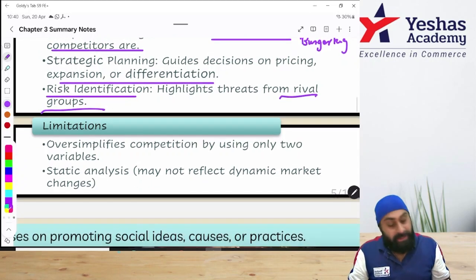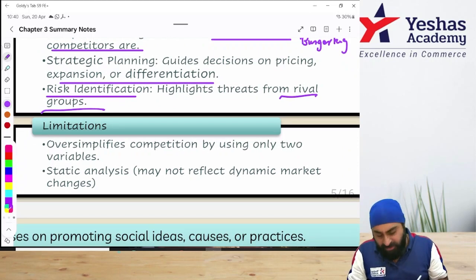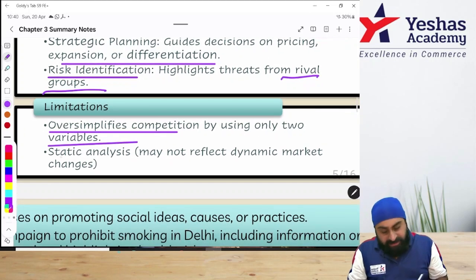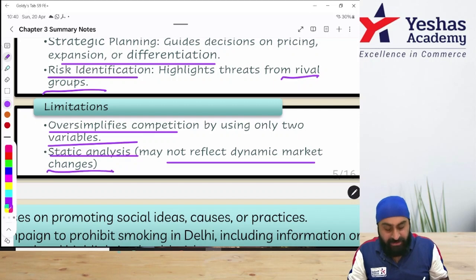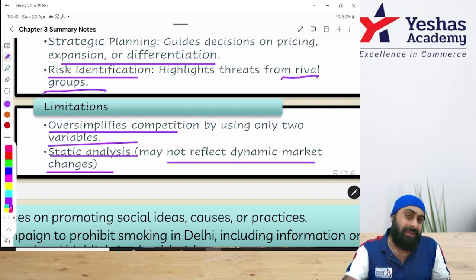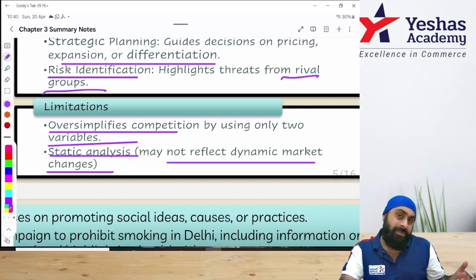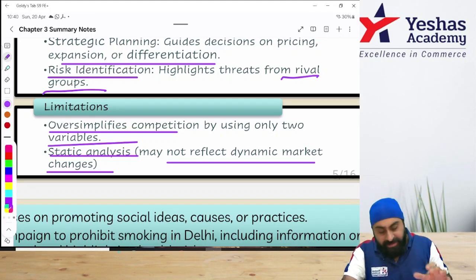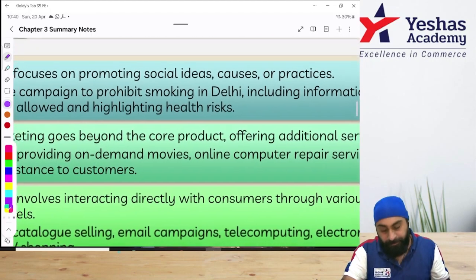What is the biggest disadvantage of strategic grouping and mapping? It is overly simplified, using only two variables. So this is a negative part of it. Static analysis may not reflect dynamic market changes. You are based on a fixed two components, and that will hamper you in strategic grouping. Because the market keeps on changing, a new business environment may change the dynamics of the entire thing. So yes, this is a problem.